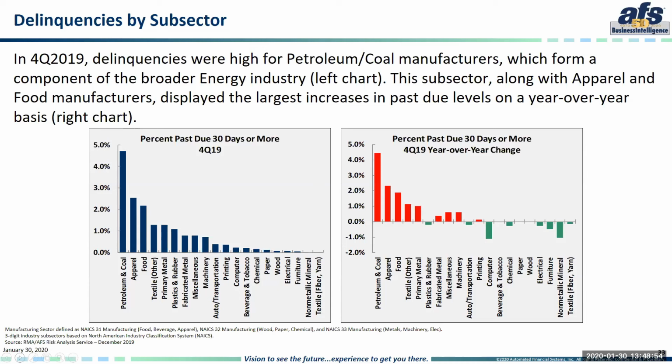So as you can see on the far left, on the left-hand diagram, the past due level for petroleum and coal manufacturers was very high in 4Q19, almost 5%. That's a really high past due ratio. Similarly, apparel and food manufacturing also had high delinquency rates in 4Q19. All three of these subsectors experienced large year-over-year increases in past dues, as you can see by the change chart on the right.